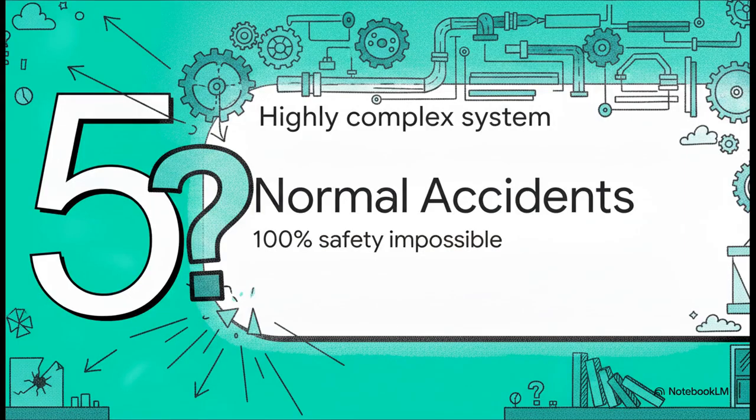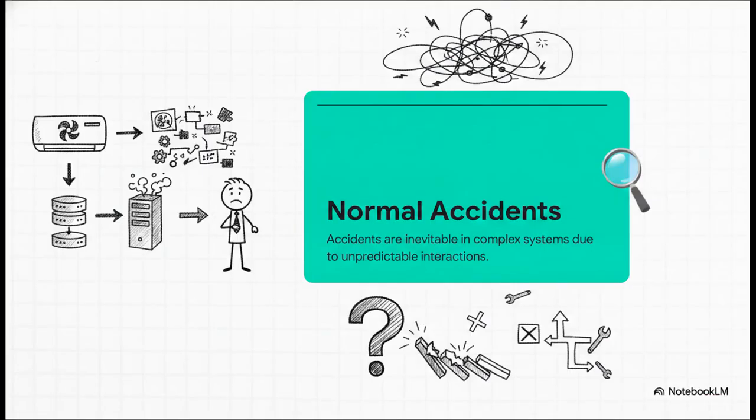Section 5, the normal accidents theory. What happens when 100% safety is impossible? So despite all these incredible hazard management strategies we just talked about, I do have to introduce a pretty sobering reality check regarding highly complex systems. The sociologist Charles Perrow coined this concept called normal accidents. He argued that in highly complex systems, accidents are actually inevitable.